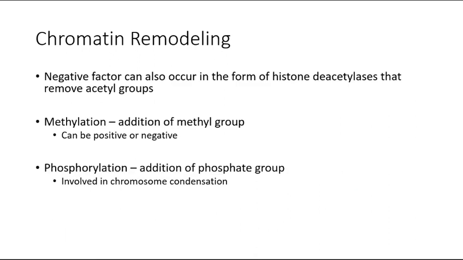Let's go to the next one. Well, we also have negative factors that can occur. Histone deacetylase. Remember we said the acetyl groups make the histone open up and let the DNA unspool? Well, histone deacetylase is going to take away those acetyl groups and cause those tails to grab on tighter to the DNA and make it so that they're not as available. So that's going to be a negative factor.